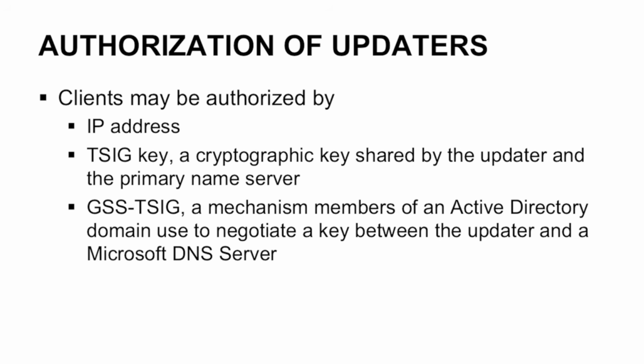Given that TSIG requires a shared key, it's useful for configuring one or a few DHCP servers and a primary name server with shared keys, but configuring a large population of updaters, say all your Windows computers, with unique keys that they share with the primary is unwieldy. Consequently, Microsoft came up with a variant of TSIG they called GSS TSIG. GSS TSIG uses the keys already stored in Active Directory for every member computer to negotiate a shared secret between a member and a Microsoft DNS server. Microsoft refers to updates secured with GSS TSIG as secure dynamic updates.